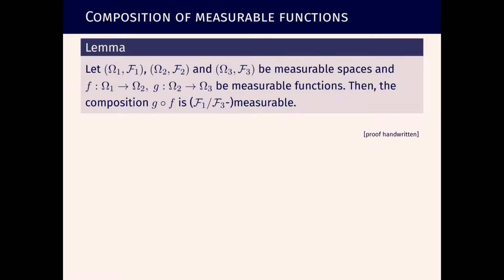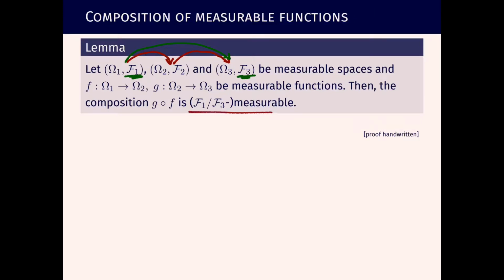We now briefly mention that the composition of measurable functions is measurable in the right sense. And that means the following: if we have a function from one measurable space to another measurable space such that this function is measurable, and another function from the second measurable space to a third measurable space, which is also measurable, then their composition, which is a function that goes from the first space to the third space, will be a measurable function, of course with respect to this sigma algebra in the input and this sigma algebra in the output. The proof of this is very straightforward.